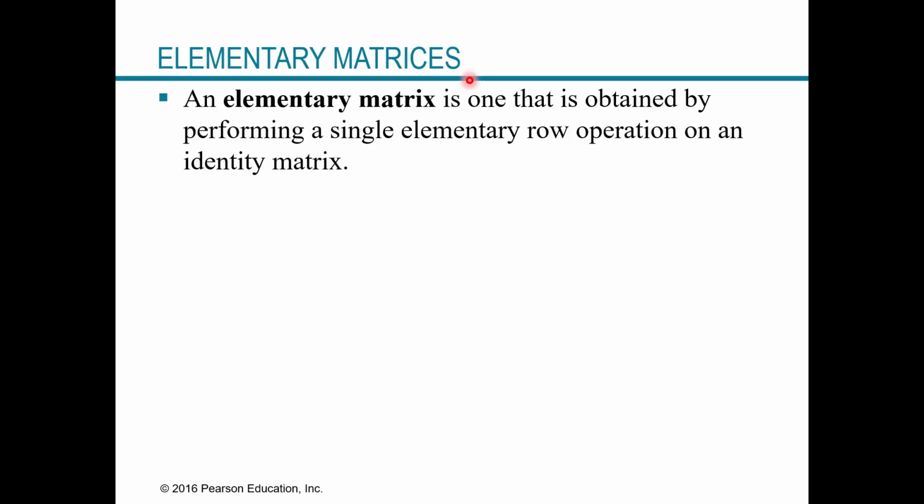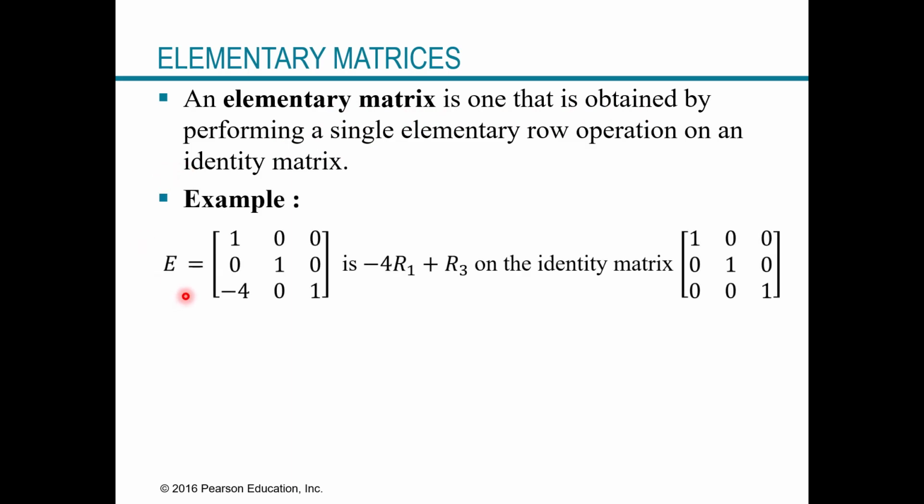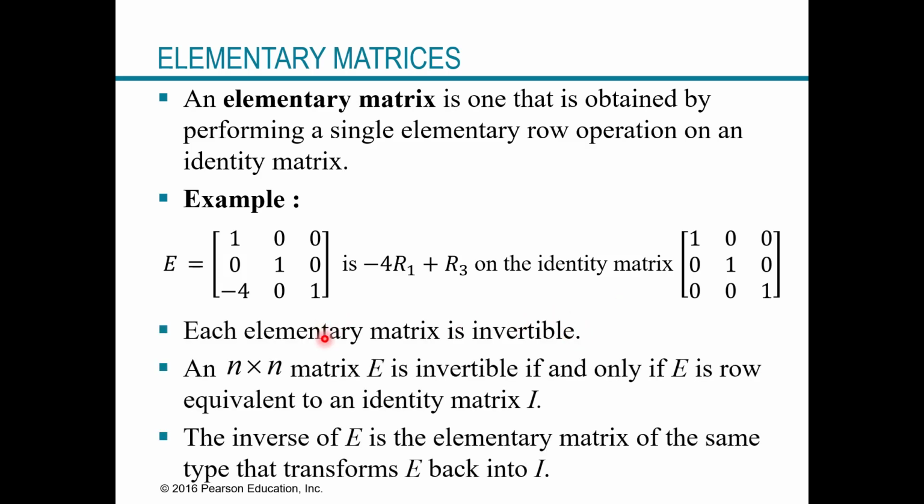Okay, let's talk about elementary matrices now, and then we'll look at an example for how to find the inverse of a bigger matrix. We'll do a 3 by 3. So an elementary matrix is one that's obtained by performing a single elementary row operation on an identity matrix. So here's an example. So this matrix E is found just by doing one operation, -4 times row 1 plus row 3 on this 3 by 3 identity matrix. So just defining what we call an elementary matrix. And so each elementary matrix is invertible, meaning it has an inverse. And an n by n matrix E is invertible if and only if E is row equivalent to an identity matrix. So like this one here.